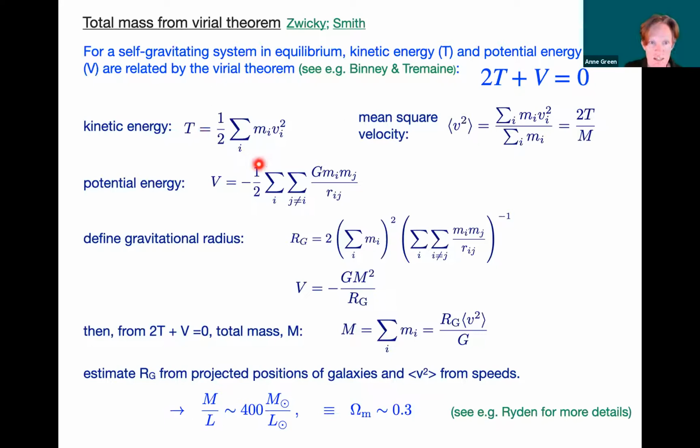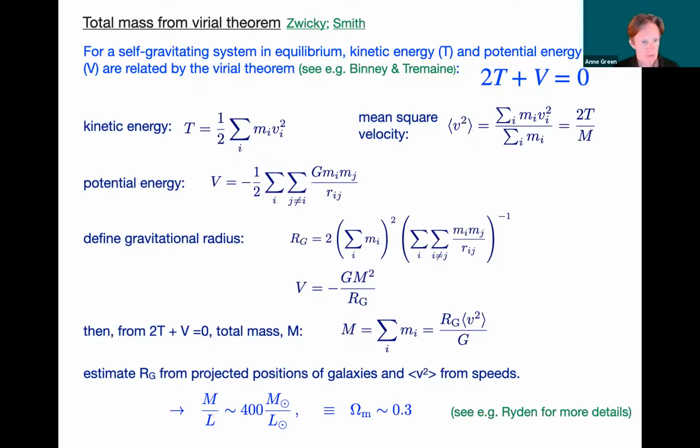Kinetic energy is the sum of mass times velocity squared for each galaxy labeled with an i. The thing you can actually measure by using the Doppler shift to measure the motions of individual galaxies is the mean square velocity, and that's going to be twice the total kinetic energy divided by the total mass. For the potential energy, on the other hand, we need to add up the potentials between each individual pair of galaxies, G times the mass of galaxy i, mass of galaxy j divided by r_ij, the separation between them, and then sum up over each pair whilst not counting the galaxy interacting with itself and dividing by 2 so we don't double count each pair.